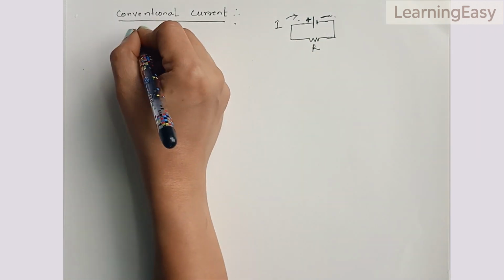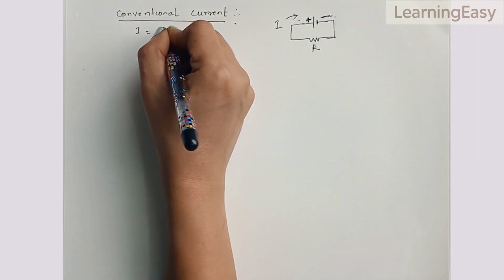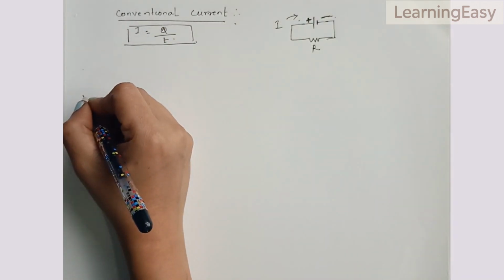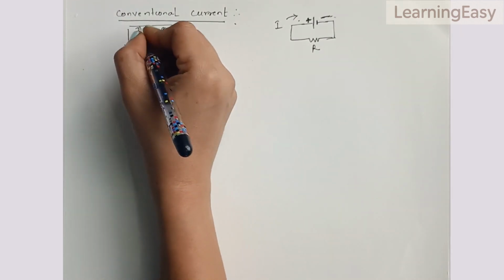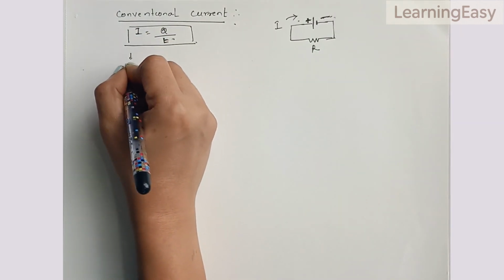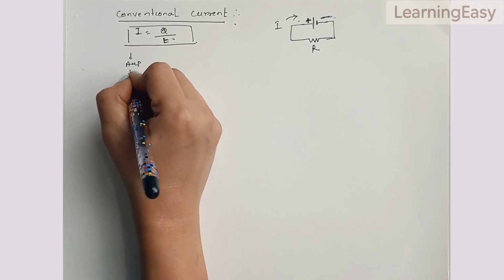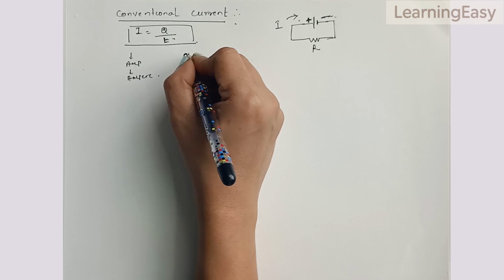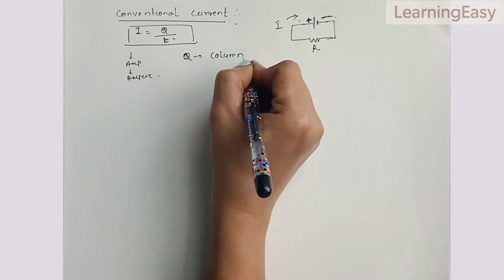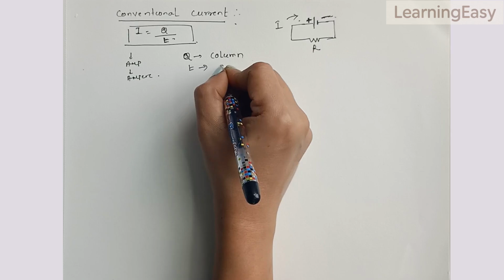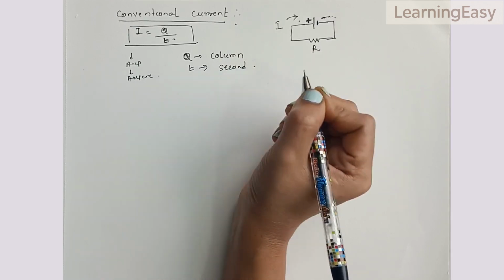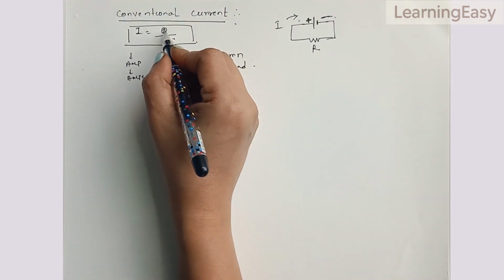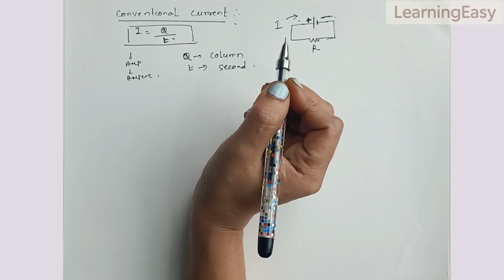Conventional current I is the ratio of charge to time taken. It is charge divided by time taken. The unit of current is amps, that is ampere. The unit of charge is always measured in coulomb and time is measured in second. So conventional current, or current, is nothing but the ratio of charge to time taken.